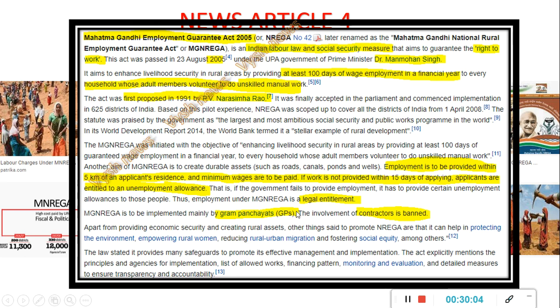So it's a very brilliant scheme. Okay, at least 100 days of guaranteed wage employment in a financial year is there, and any adult, anyone in the household can apply for this, man, woman, anyone. Any adult who is ready to do unskilled manual work. It's not mandatory. If you want, you can do roads, canals, ponds, whatever. So this is the overall scheme.